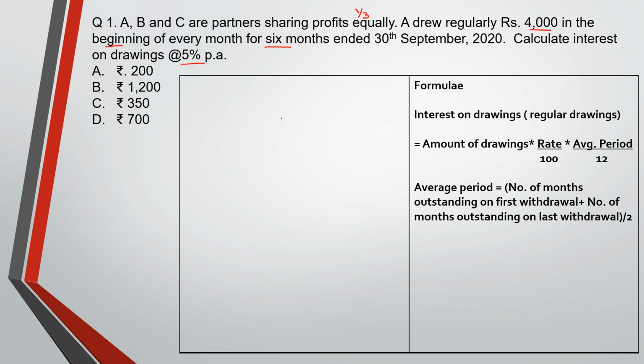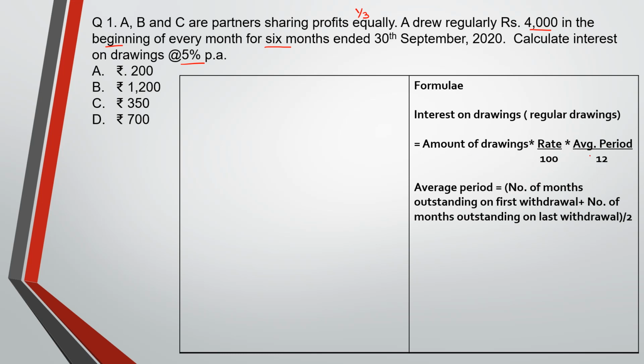Now in respect of interest on drawings, this is a regular drawing, and in case of regular drawing, the method that we use is the average period. So here, how do we calculate interest on drawings? The formula we will be using is interest on drawings is the amount of drawing, the total amount drawn during that period, into rate divided by 100, into average period by 12.